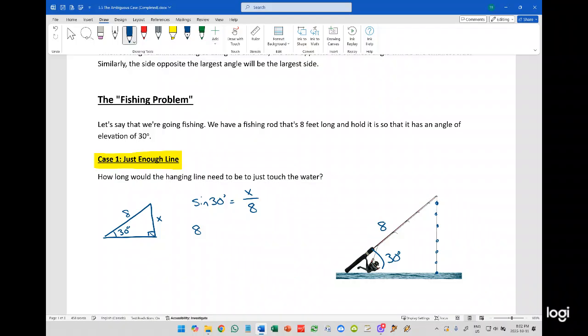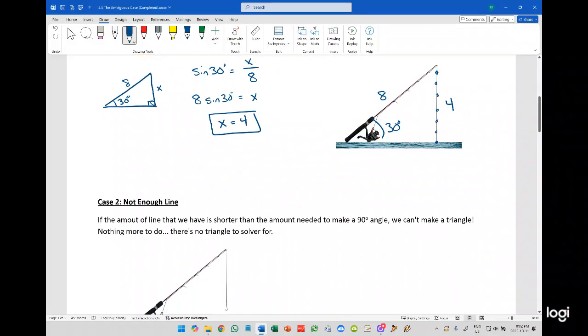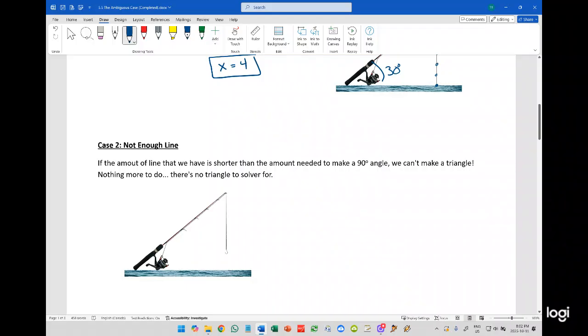That means 8 sine 30 equals x. And if we punch the sine of 30 times 8 into our calculator, you really quickly get out that x equals 4. Now, within the context of our question, it's 4 feet, but for the purposes of this question, 4 is just enough. If we move to the next idea, where we don't release enough line, so if we release less than 4 feet of line, our lure just won't make it down to the water.